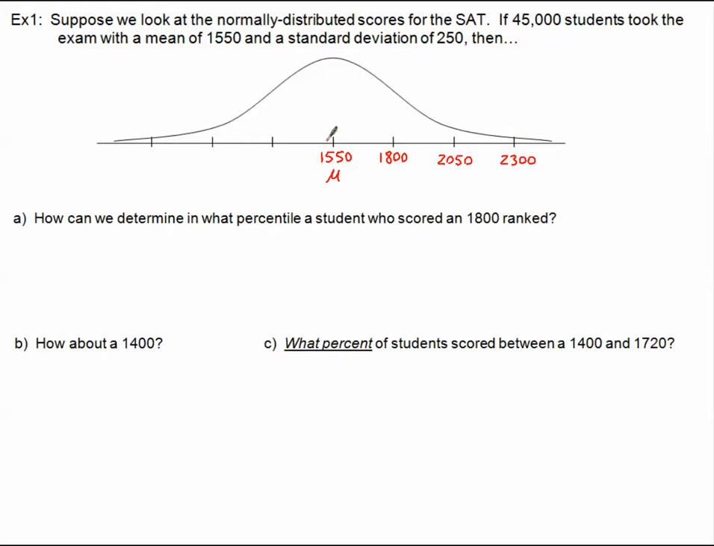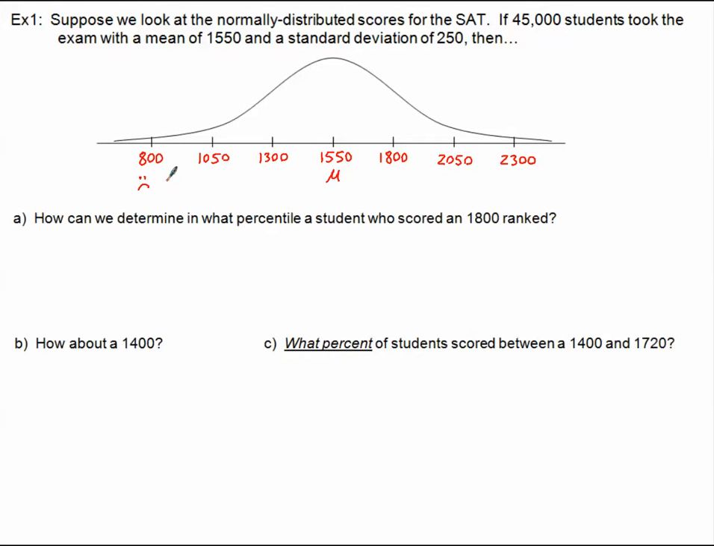Let's look below the mean, below the average. If I start subtracting 250, I'll have 1300. Subtract again, I'll have 1050. And subtract again, I'll have 800, and of course we don't want to be down here. So that's just labeling our normal curve at this point. So now let's start answering some questions.